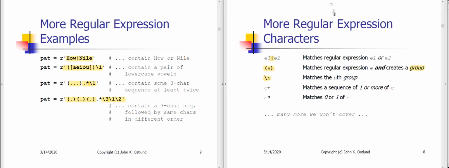Now, that takes care of the vertical bar and the parentheses and backslash with a digit for some group. Plus is a little bit like star, except whereas E star would mean any number of E's, E plus means at least one E, possibly more E's. Question mark, on the other hand, means optional. It means there might be either 0 or 1 of that regular expression.